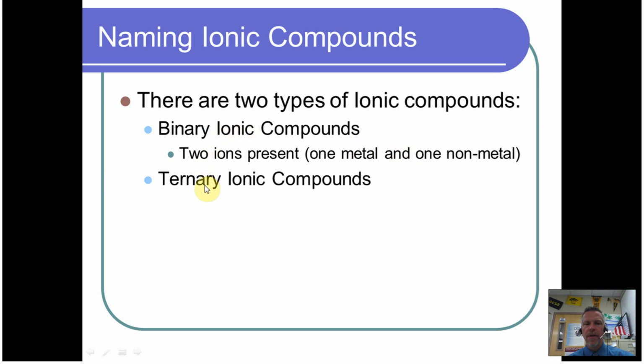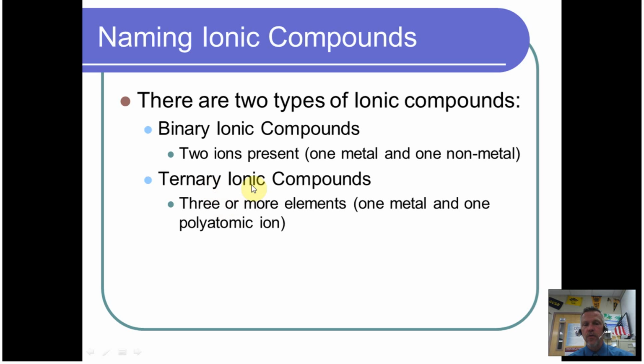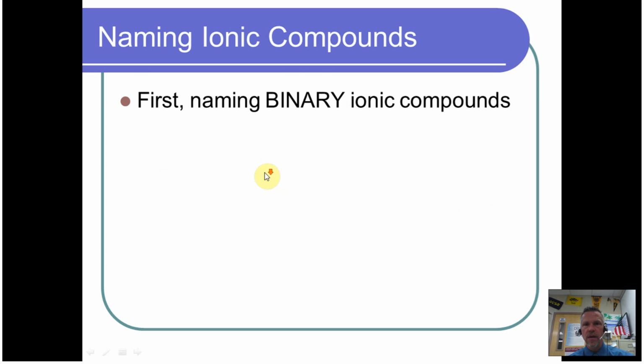The other type of compound is a ternary ionic compound. Ternary means three. So in this case, ternary refers to three or more elements present. In other words, typically this would be a metal and a polyatomic. Remember that list of polyatomic ions we saw on the back of the periodic table in the classroom? Polyatomics form ionic compounds, and specifically they form ternary ionic compounds. So there are different rules for naming these two types. Let's learn what they are.